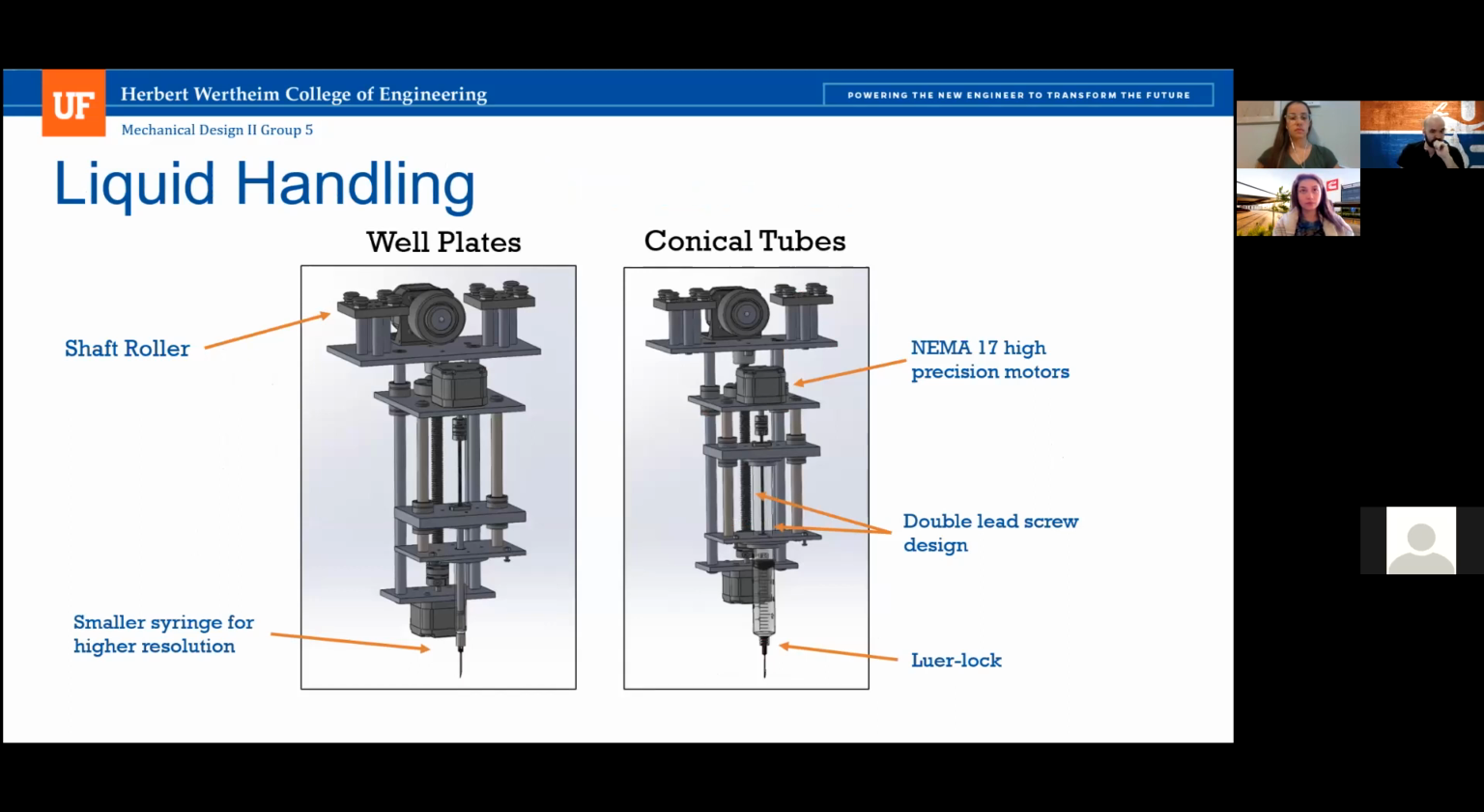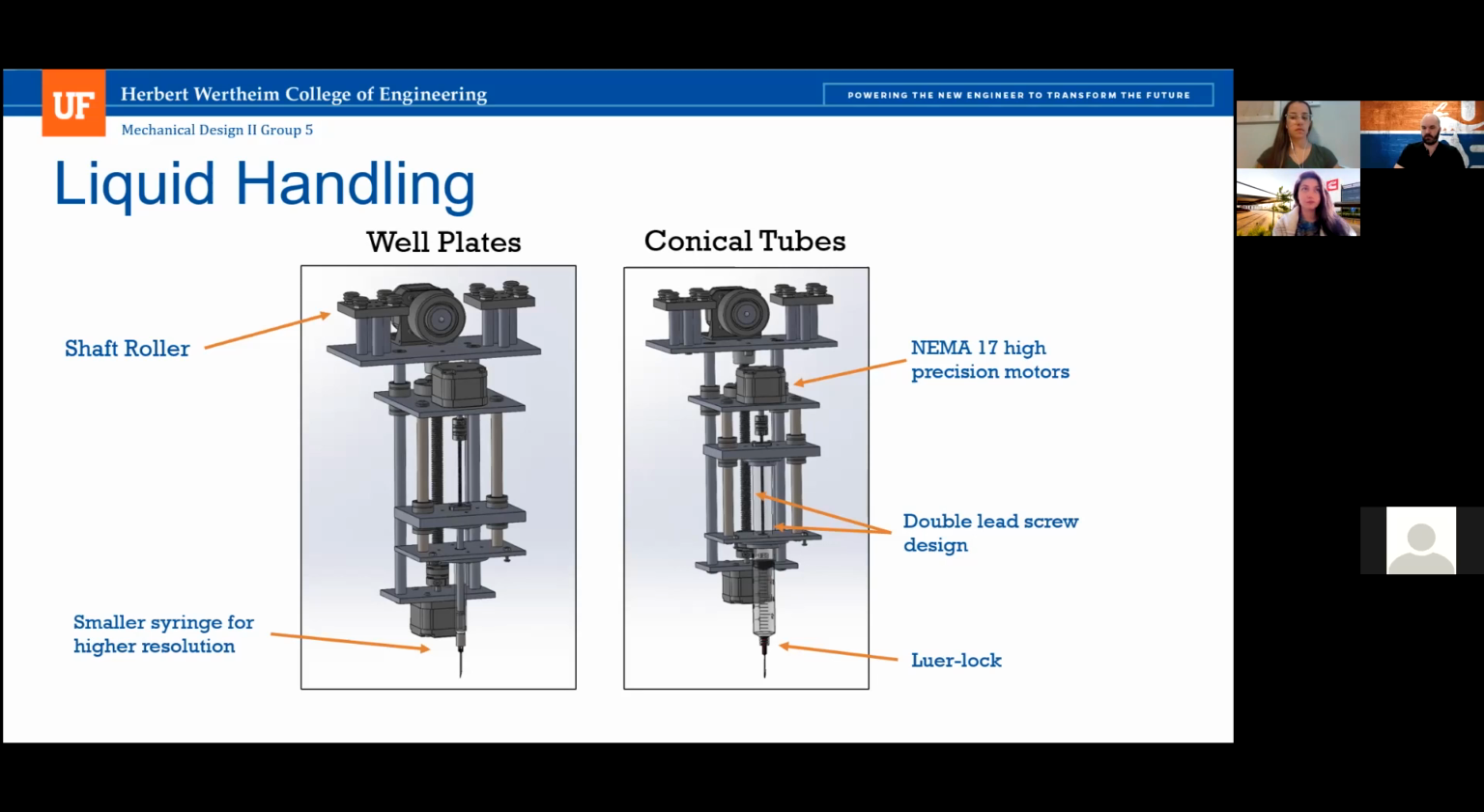So for our liquid handling subsystems, we actually have two subsystems, one for the well plate side and one for the conical tube side. They are almost identical. So they use shaft rollers that roll along a rail that is connected to the ceiling of our bioreactor. They also use NEMA 17 high precision motors, which are capable of a step size of 0.9 degrees rather than the traditional 1.8 degree steps for stepper motors.